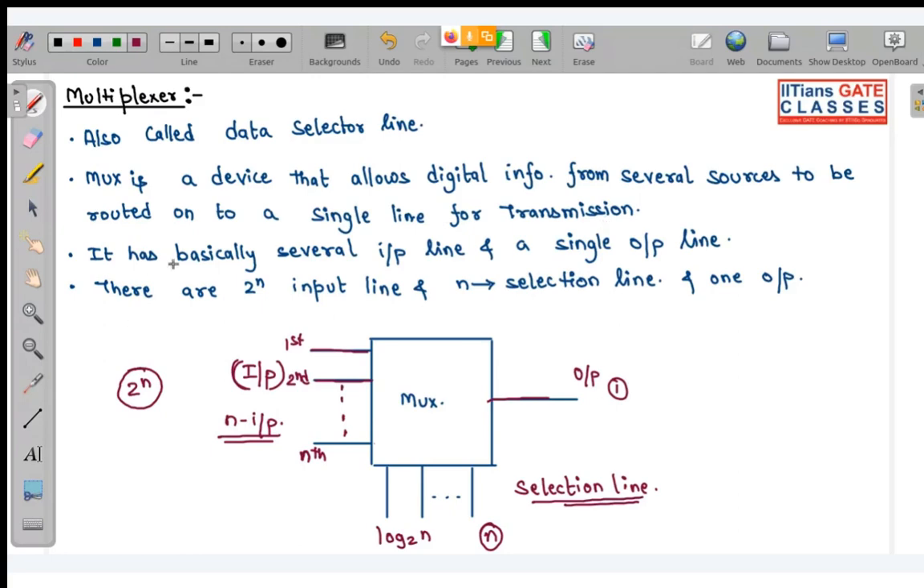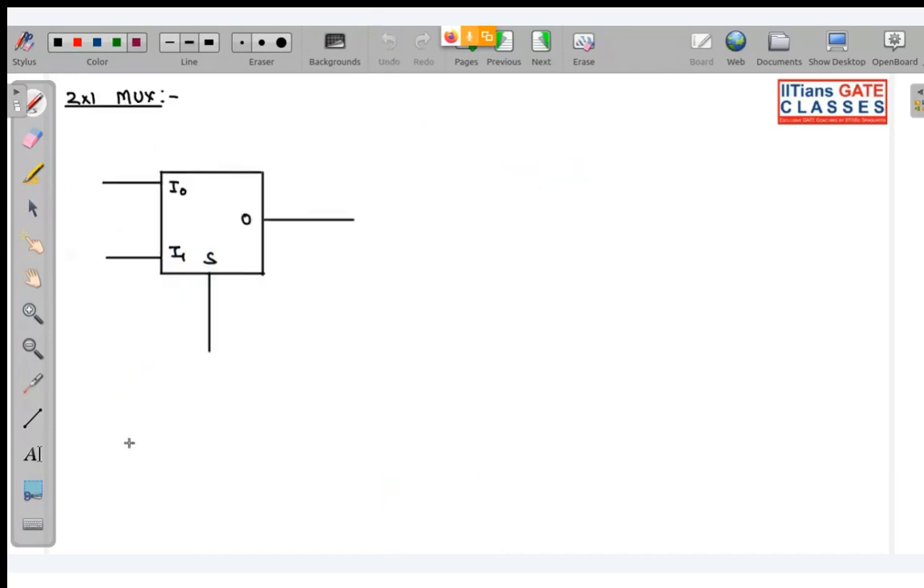So next, it has basically several input lines and a single output line. There are 2 to the power n input lines, n selection lines and one output. So I will now explain why, if we have n selection lines, we can have 2 to the power n inputs. Let me explain. So now the first example is what?